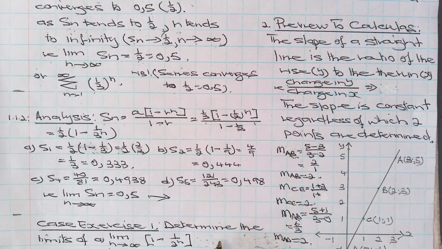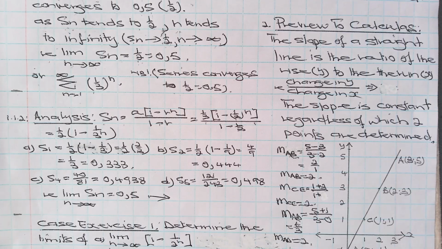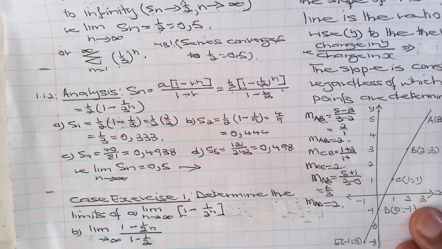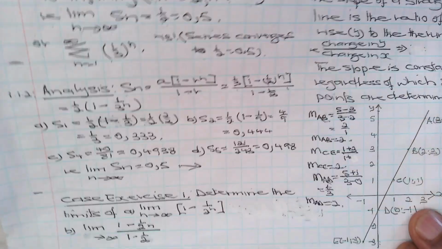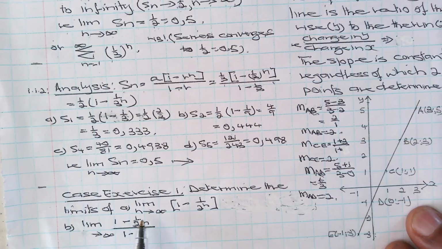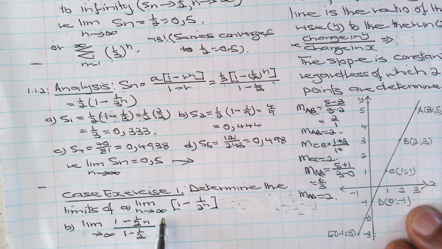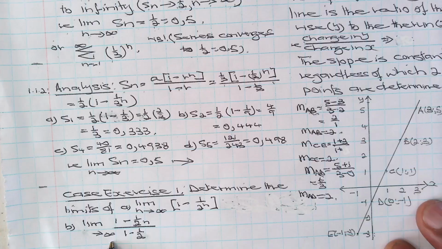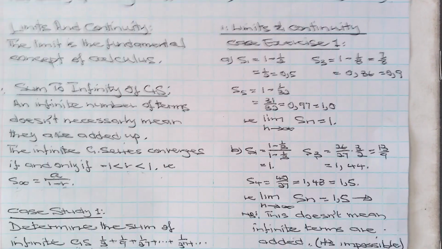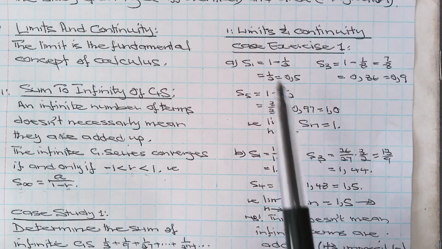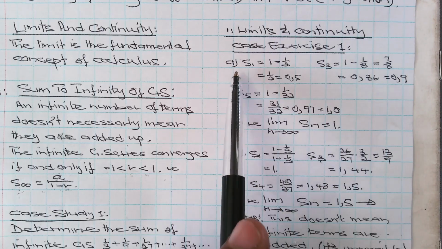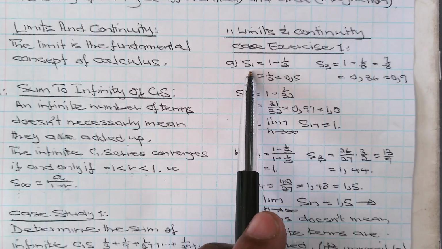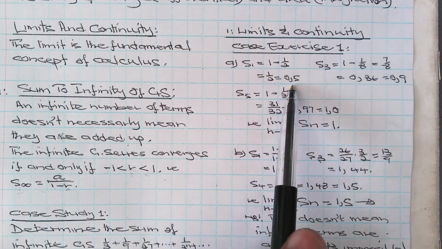Let's determine the limits. The limit as n tends to infinity of this expression. The second one will be this one. Now let's start with exercise 1a. The sum of one term will be 0.5.